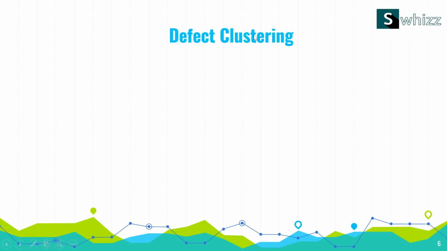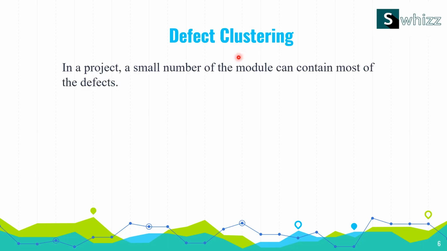So here defect clustering means, cluster means a group. Forming anything as a group is nothing but a cluster. Understanding the name itself, defect clustering means many bugs or many defects can be available in a single place or in a small area, right? In the same way, the testing principle also says that in a project a small number of the modules can contain most of the defects.